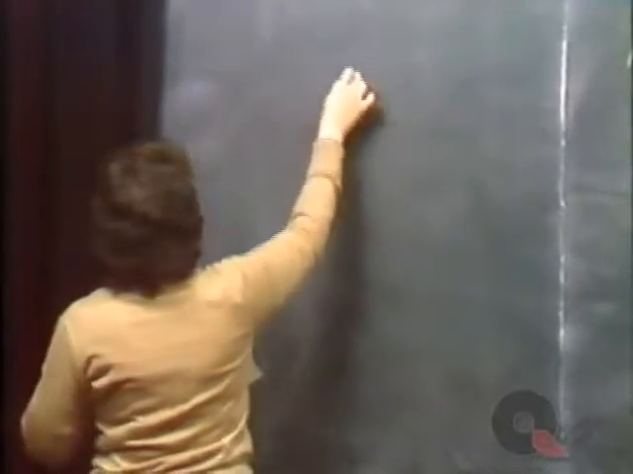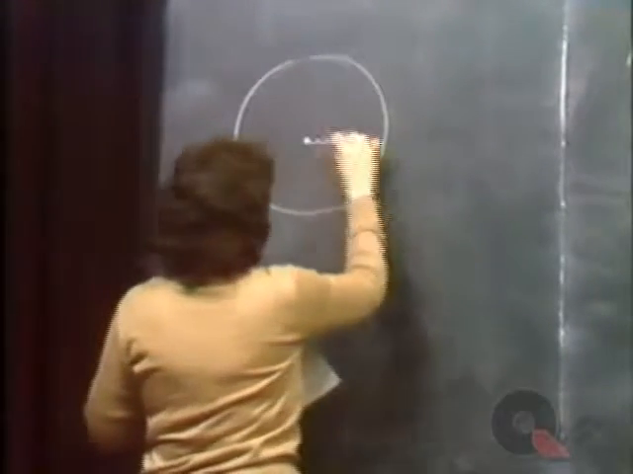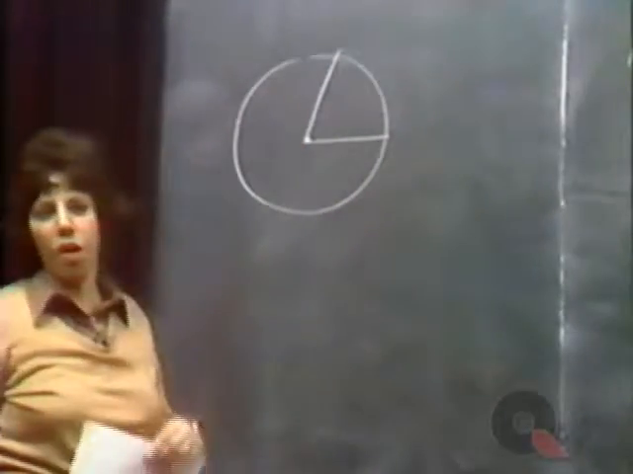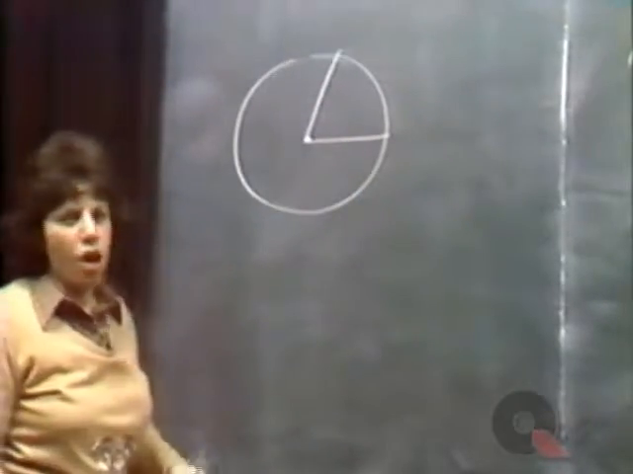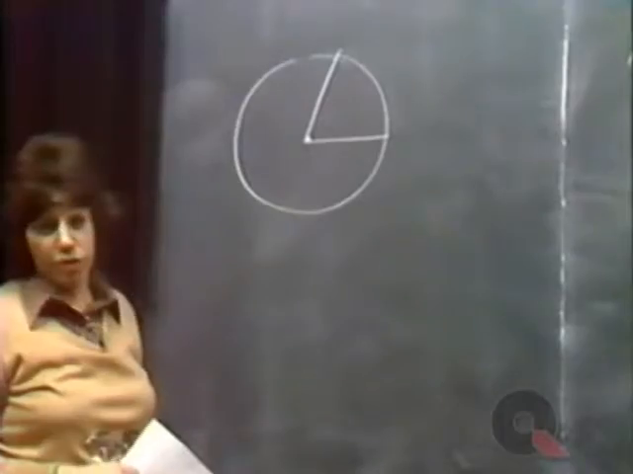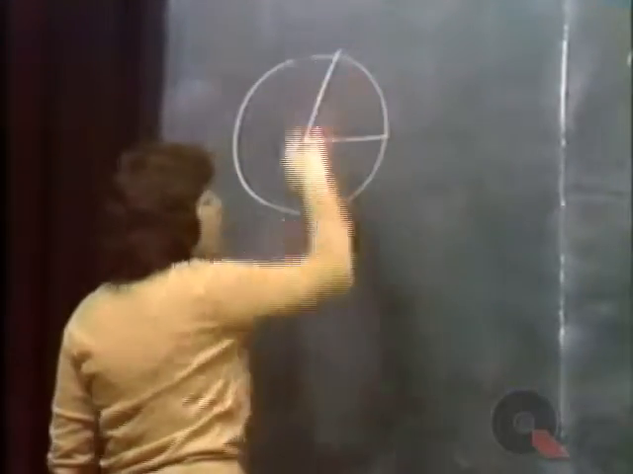Okay, if you consider the entire circle, a portion of the circle would be something like this. You can think of this as a whole pie, and we're interested in the area of this particular slice. This portion of a circle is called a sector of a circle. It's the portion of the circle intercepted by 2 radii.